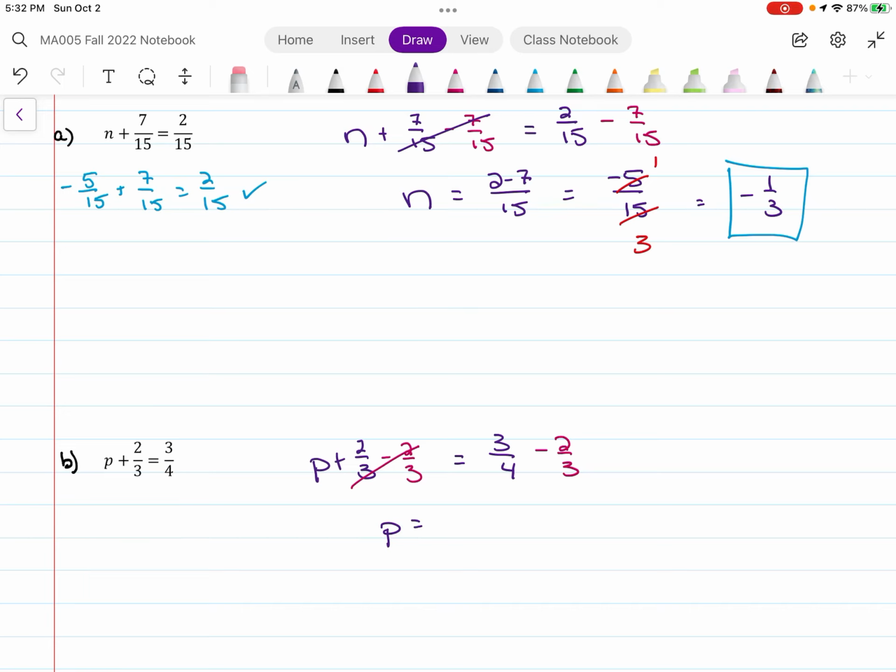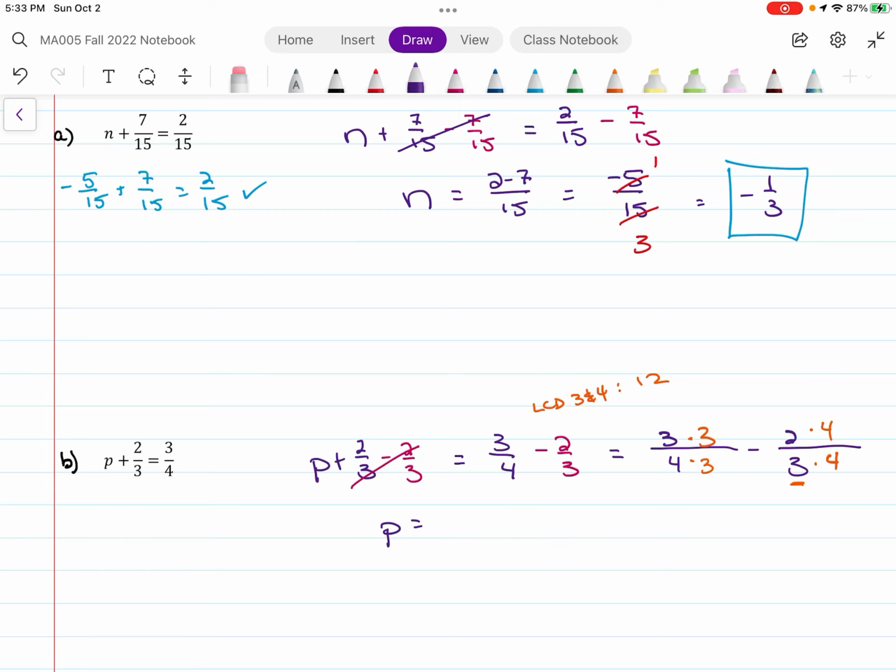And I've got 3/4 minus 2/3. Okay, so let me just write right here, 3/4 minus 2/3, and I'm going to have to find a common denominator. So the least common denominator of 3 and 4 is going to be 12. So I'm going to multiply this one. What do I multiply 4 by to get 12? 3, top and bottom. What do I multiply 3 by to get 12? 4, top and bottom.